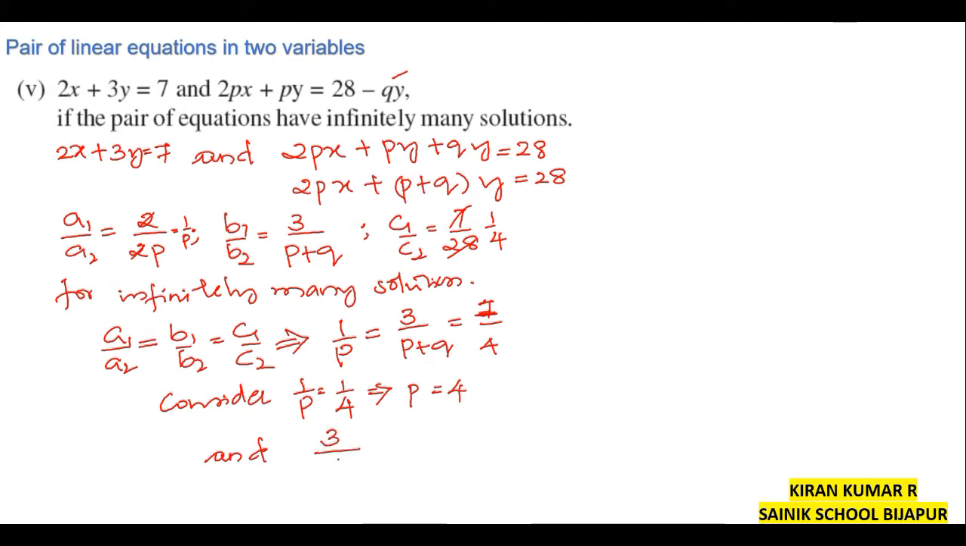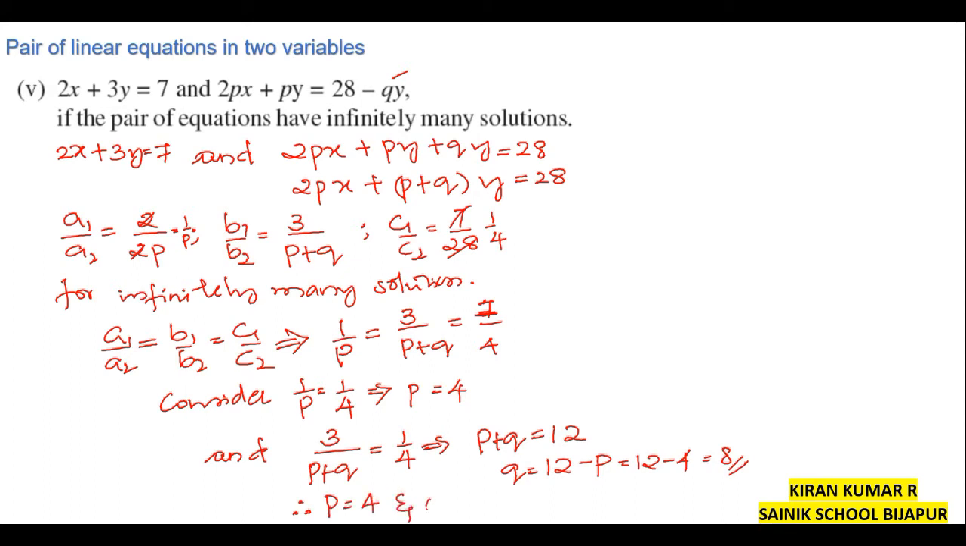Let me take 3 upon p plus q equal to 1 by 4. On cross multiplication, we'll be getting p plus q equal to 12. So the value of q is 12 minus p, which is 12 minus 4, nothing but 8. Therefore, the value of p is 4 and the value of q is 8.